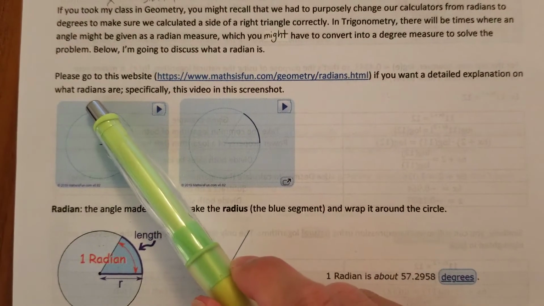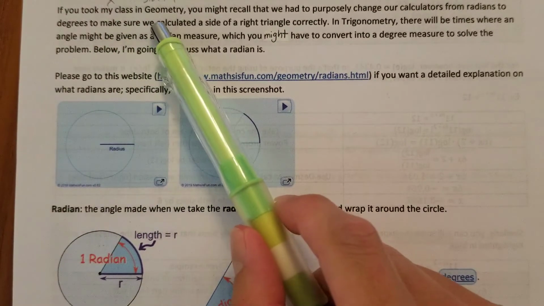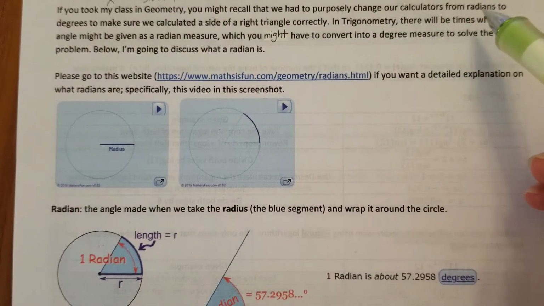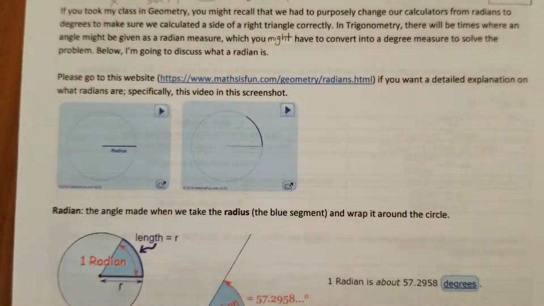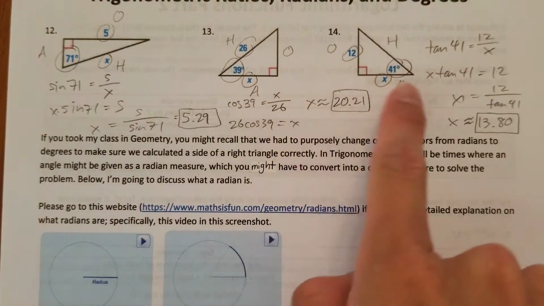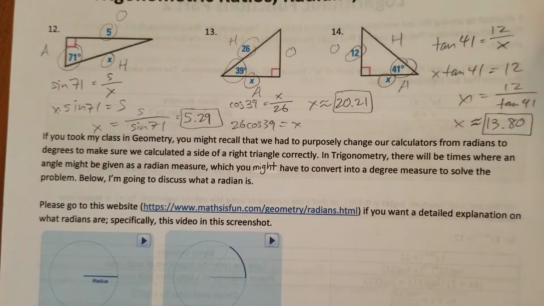Alright, so this is on radians and degrees. If you took my class last year in geometry, you might recall that we had to change a mode on our calculators from radians to degrees to make sure that we calculate the side of a right triangle correctly. If you look at this here, all these angles are in degrees, so that's why we had to change our calculator to degrees mode.